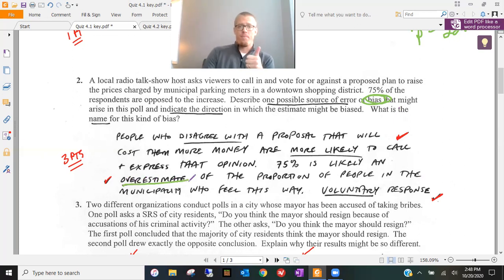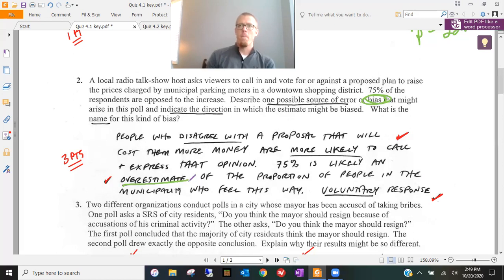Because, one, you could say it this way, most of the people that are going to listen probably are going to oppose this because the local radio talk show host asked them whether they would oppose this plan. He didn't ask them how they felt about it. He said, are you for or against this plan? And he probably has his own motives. That's maybe not as strong of an answer.